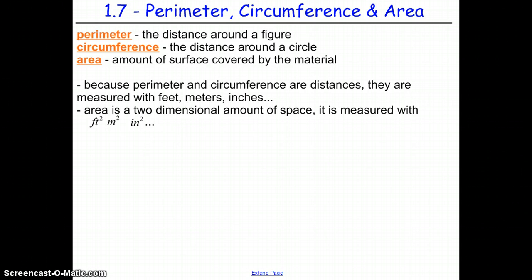So when we talk about perimeter or circumference, it is a length, it's a distance. So we use feet, inches, meters, miles, whatever, any kind of unit of length measurement. When we talk about area, it is a two-dimensional thing. You have a length and you have a width. And so when you go number of feet times the number of feet, you have feet squared, or inches squared, meters squared, whatever it is. So it's a two-dimensional thing. It's always a unit of length squared.